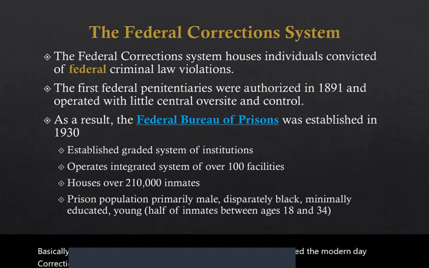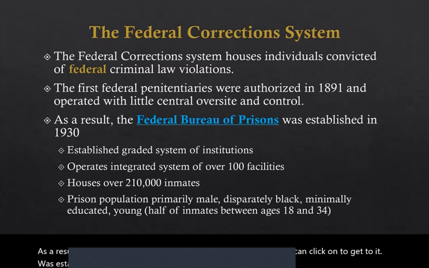So let's talk about the federal correctional system. The federal correctional system houses individuals convicted of federal criminal law violations. The first federal penitentiaries were authorized in 1891 and operated with little central oversight or control. As a result, federal penitentiaries went off the rails. I mean, we're talking horrible, horrible conditions. No plumbing, no anything like that. Really bad conditions. As a result, the Federal Bureau of Prisons, and there's a link that you can click on to get to it, was established in 1930.